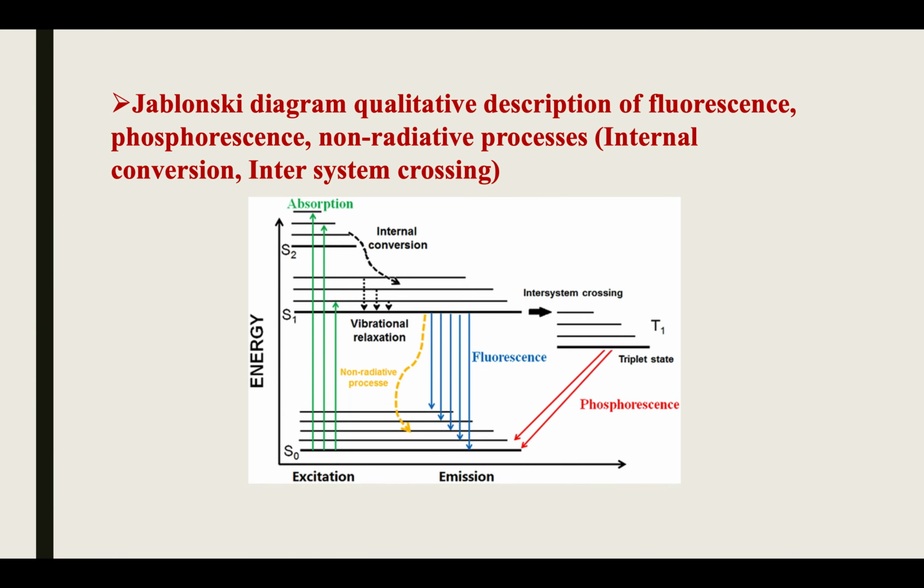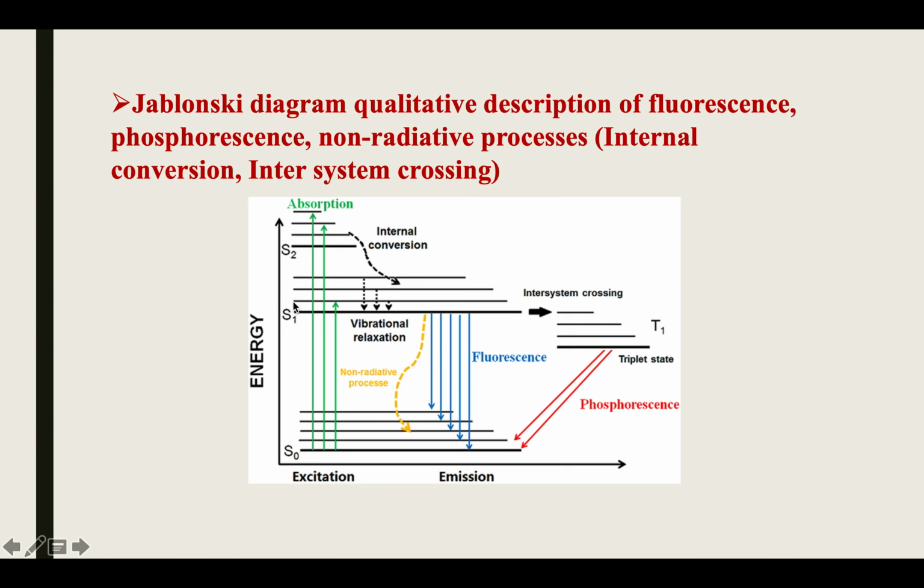So this is the general Jablonski diagram. Here is your S0 state, that is your ground state, and here S1 and S2. If the energy of the photon is higher, it will go to a higher energy state, S2 or S3. So this is the absorption. If your energy is less, then it will go only to the singlet S1 state. If the energy is higher, it will go to the S2 state. So we call this graph absorption.